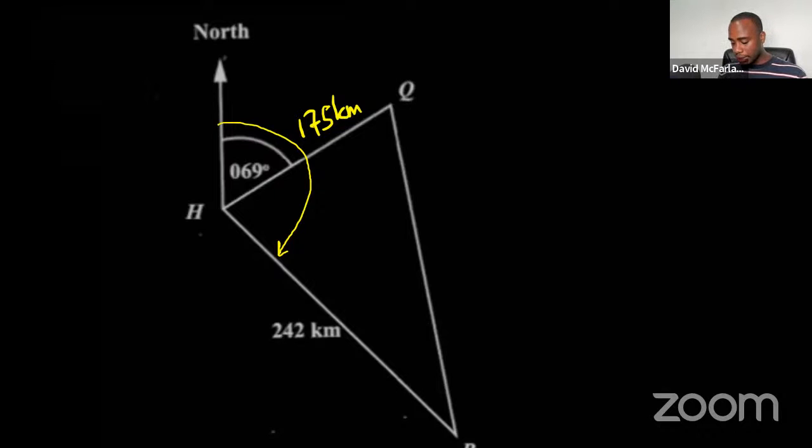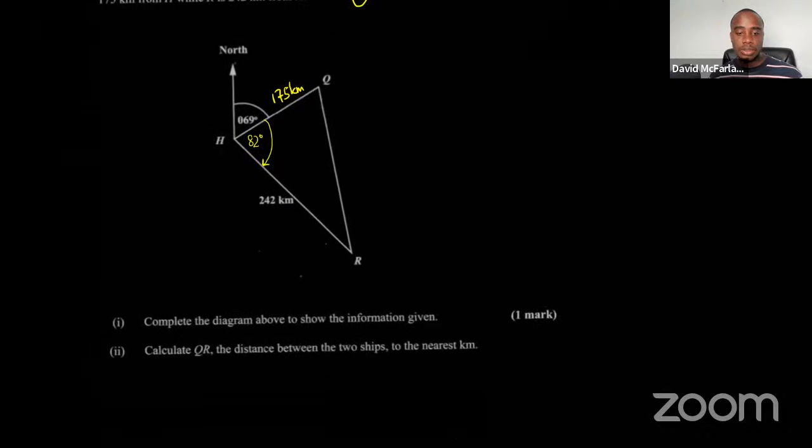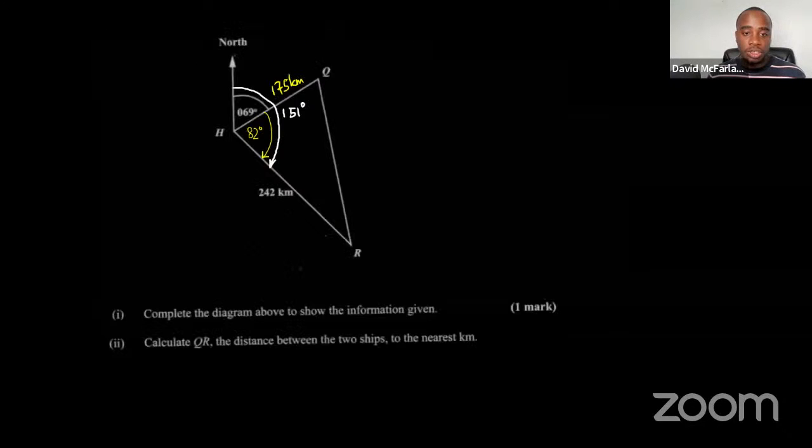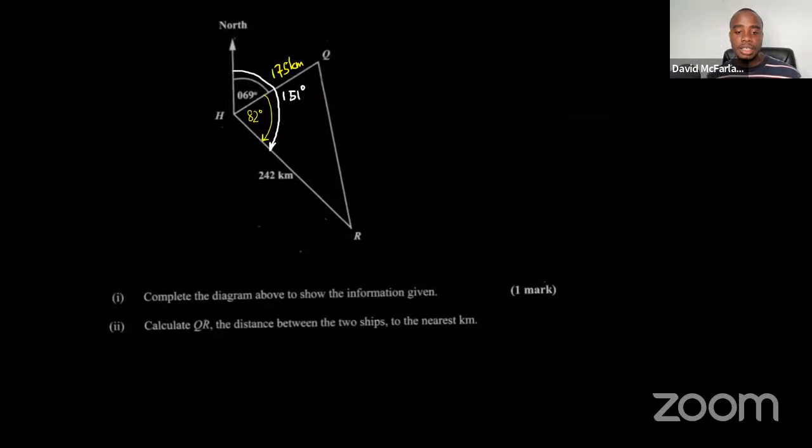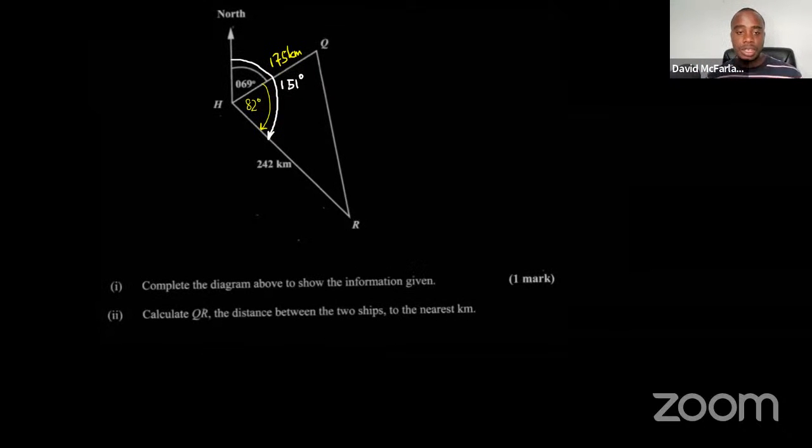So when we do that, we realize that this little angle here is 82 degrees. So we can write that here. Just to be safe, I'm also going to put that all of this is 151, because they say show the information given, and the information given is about the bearing of 151 degrees. So I'm just putting that there. All right. Now it says calculate QR, the distance between the two ships, to the nearest kilometer.